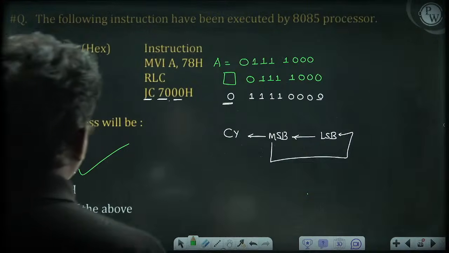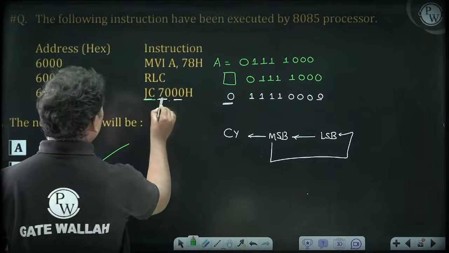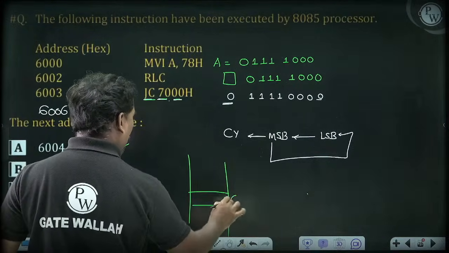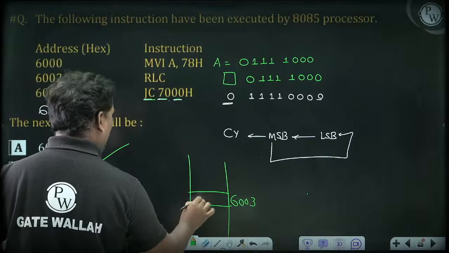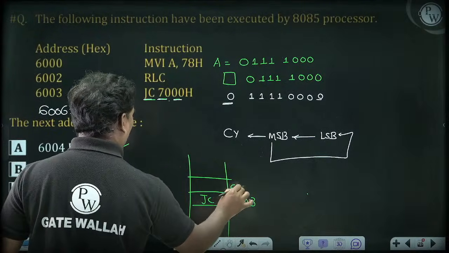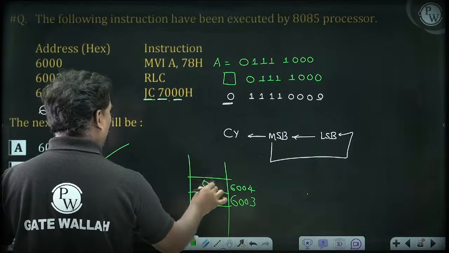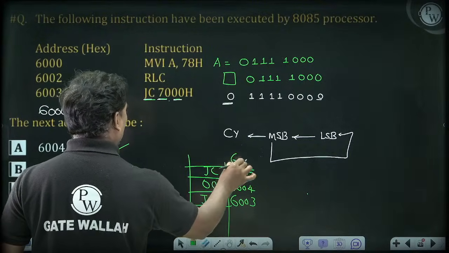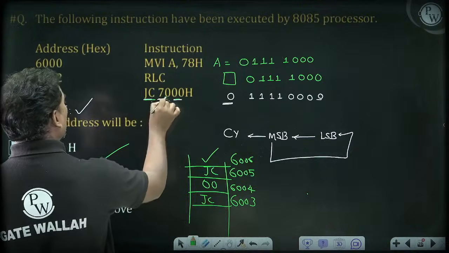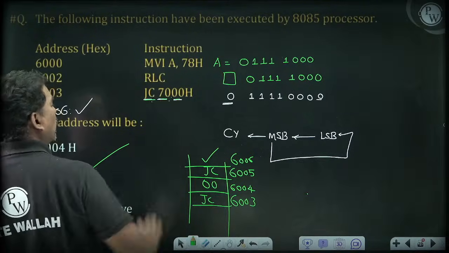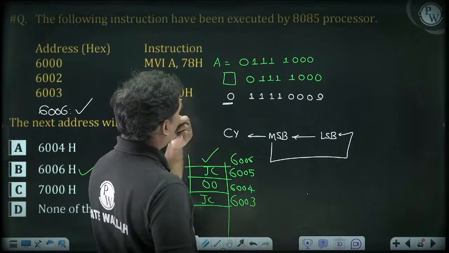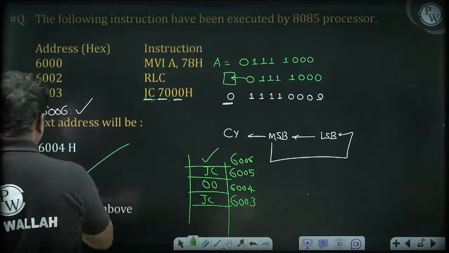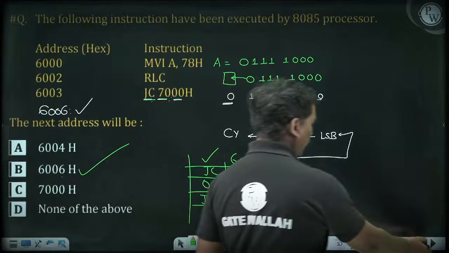Why? Because carry is not set. See, these are memory locations: at 6003 the JC will be there, at 6004 the lower 00 will be there, at 6005 the higher byte will be there. The next instruction starts here. If carry is set, it could have gone to 7000H. But carry is not set. Check it, the 0 is coming here, so carry will not be set. So option B is the right answer.